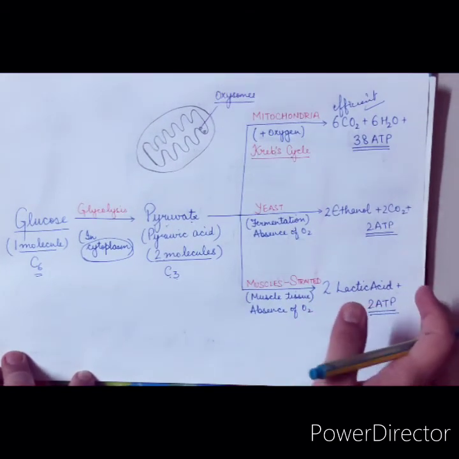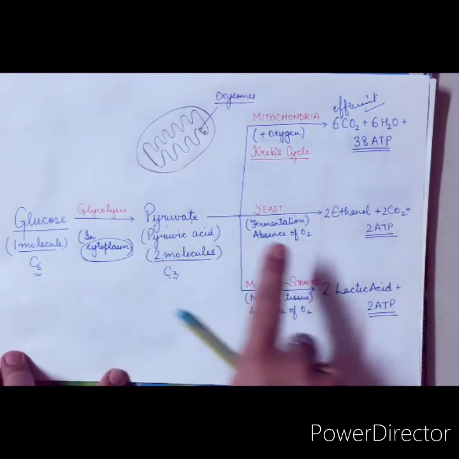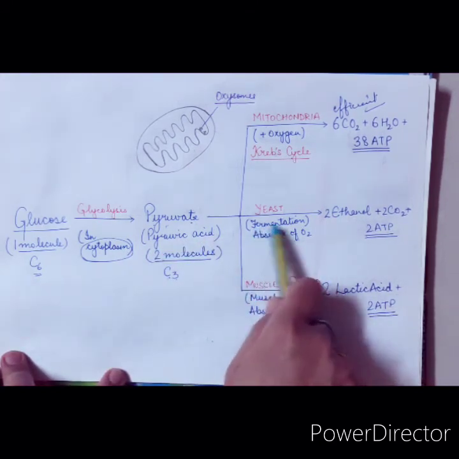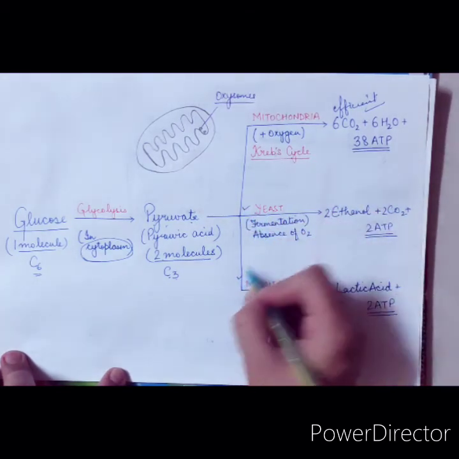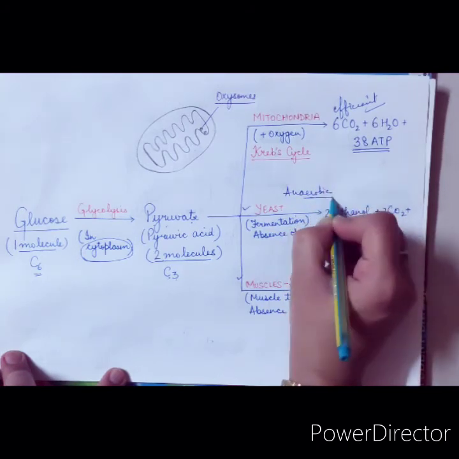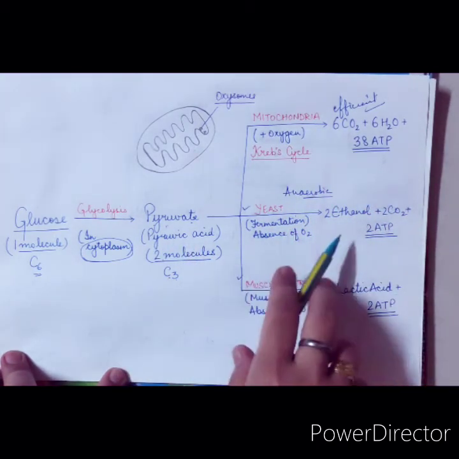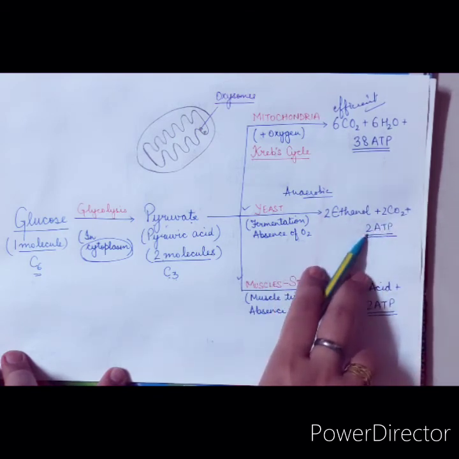But what happens if oxygen is not available? The first step will remain the same, and in organisms like yeast, the process of fermentation takes place in the absence of oxygen. So these 2 steps are basically nothing but anaerobic respiration, and this yeast will break down the pyruvate into ethanol and carbon dioxide with the release of 2 ATP.